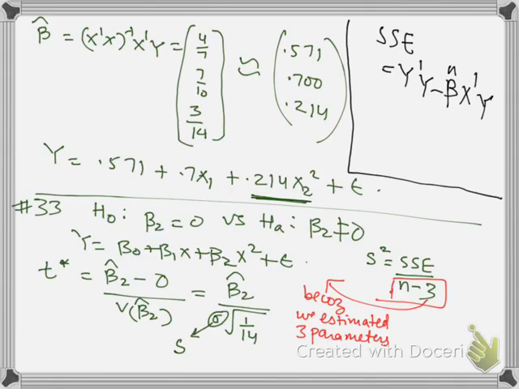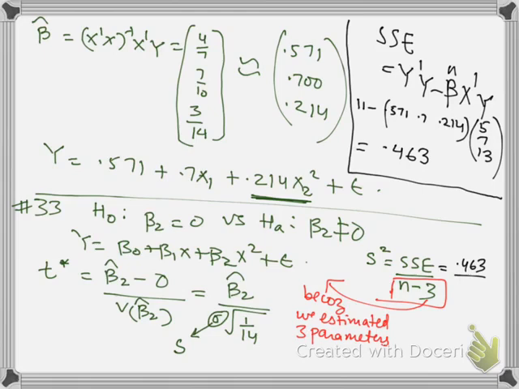Okay, so my SSE is y transpose y, which is 11, minus beta hat, which is the 0.571, 0.7, 0.214 vector, times X transpose y, which we calculated as 5, 7, 13. If you simplify it, it's 0.463. So that's my SSE. So my S squared is SSE divided by n minus 3, which is 0.463 divided by n, which was 5, minus 3, which gives me 0.232.